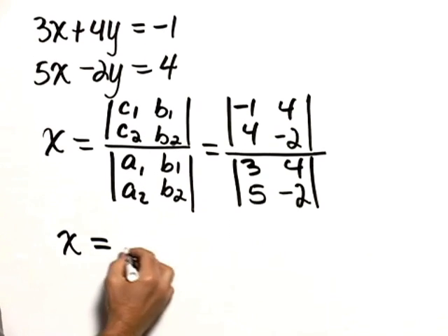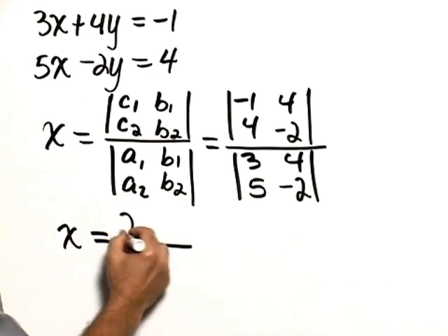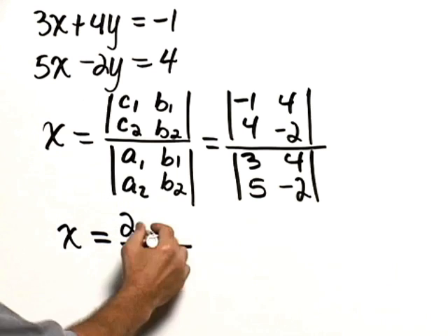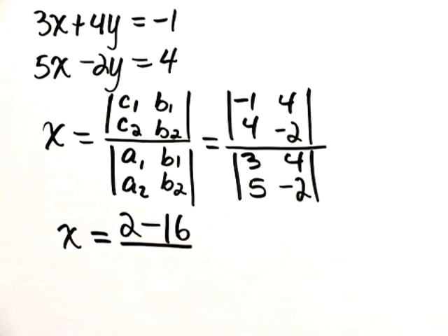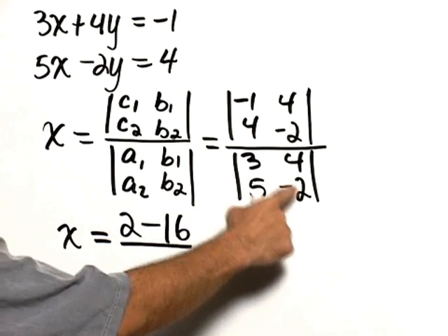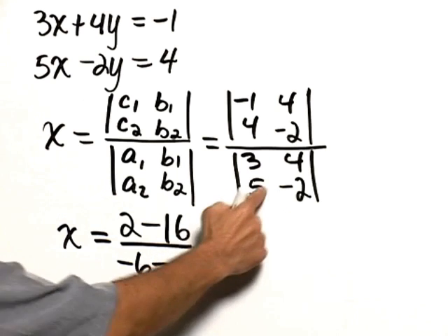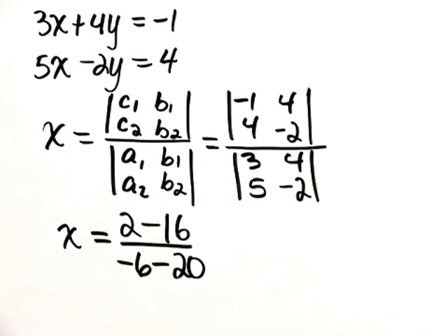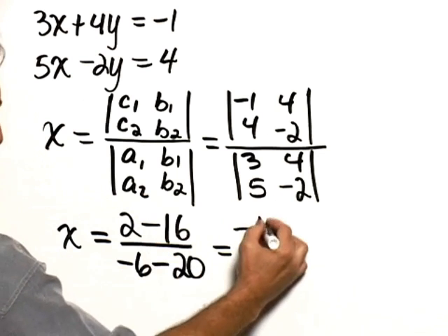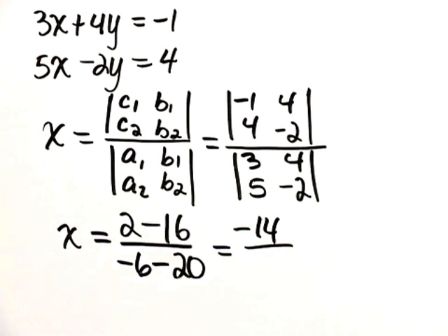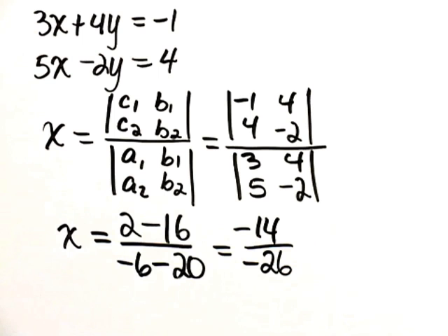We have x is equal to -1 times -2 is +2, minus 4 times 4 is 16. And in the denominator, 3 times -2 is -6, minus 5 times 4 is 20. Simplifying the numerator, 2 minus 16 is -14. The denominator, -6 minus 20 is -26.